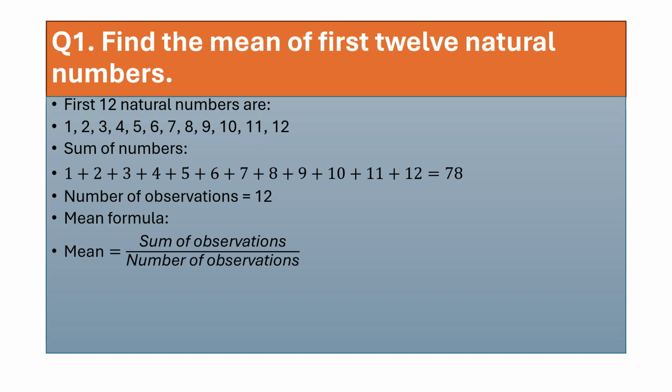What is the mean formula? Sum of observations divided by number of observations. So sum of observations we got 78, which will be divided by 12 and we get 6.5. So our answer, that is the mean of first 12 natural numbers, is 6.5.